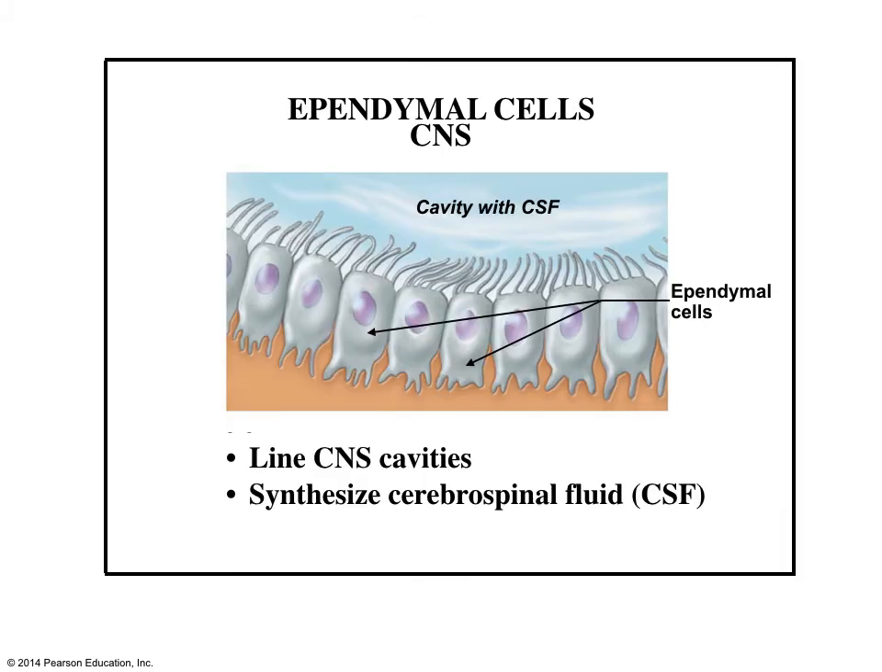Ependymal cells form an epithelial-like structure, and these ependymal cells line central nervous system cavities, including the ventricles of the brain and also the central canal of the spinal cord. They line these cavities and they help produce cerebrospinal fluid, CSF. Much more on CSF in later chapters.